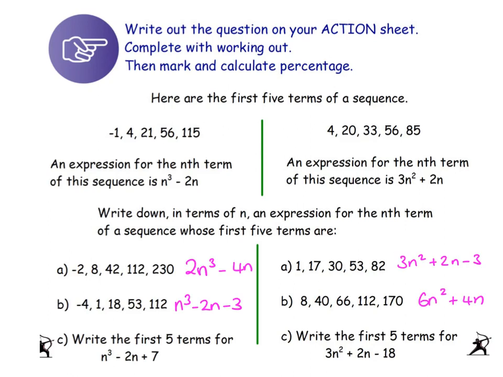So the final answers are on the screen, so you can check your answers there, and if you need extra support, then ask your teacher. All your working out should be shown on your action sheet, and then the first 5 terms of the last 2 should be, for the first one, all of them should be 7 higher, and then all of them for the second one should be 18 less.